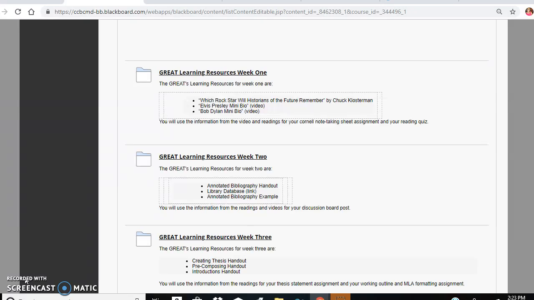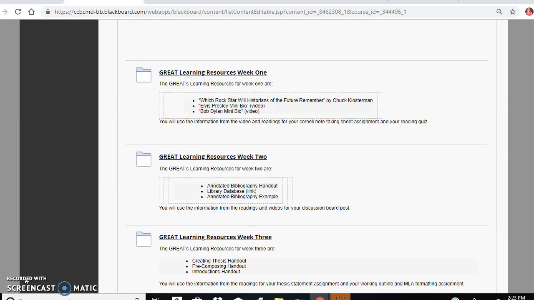For this week in English 101, we will be working out of the Great Learning Resources for week 2. This week, you'll be learning about the annotated bibliography. There is an assignment where I'd like you to complete an annotated bibliography of the sources that you will be using in your grades essay.